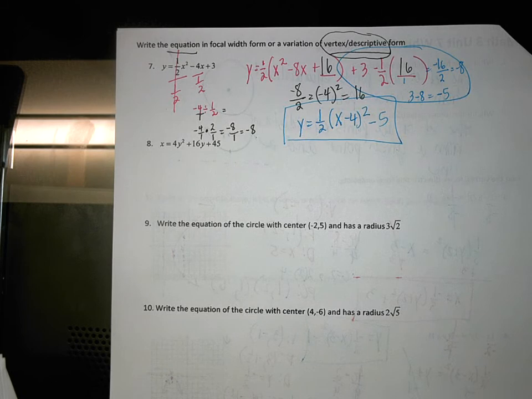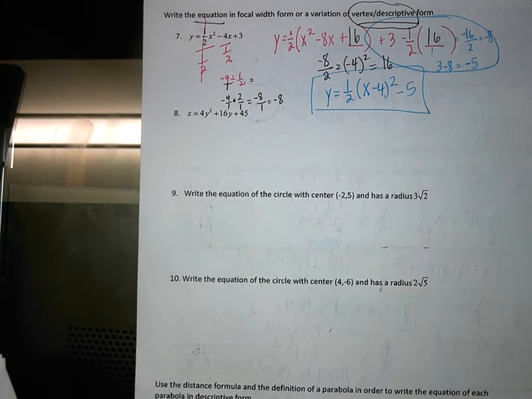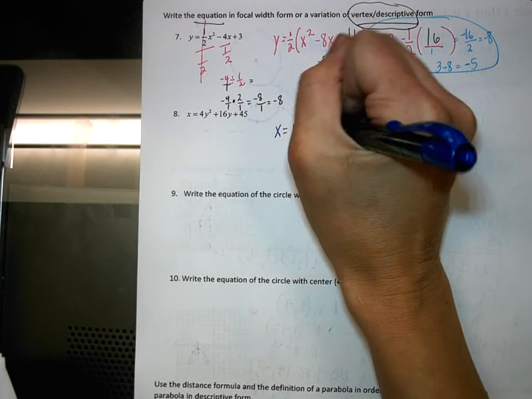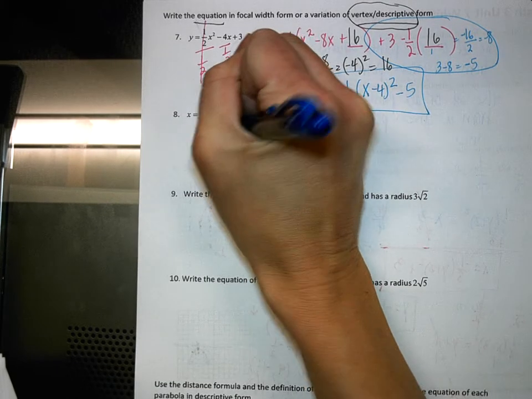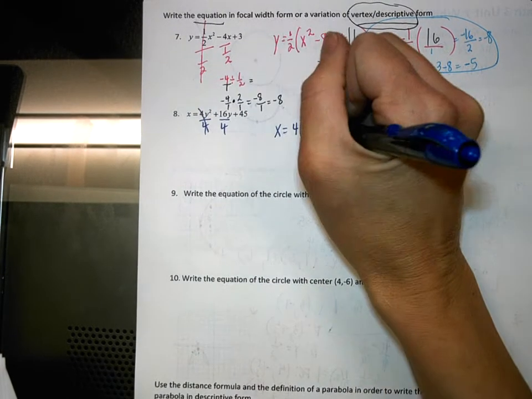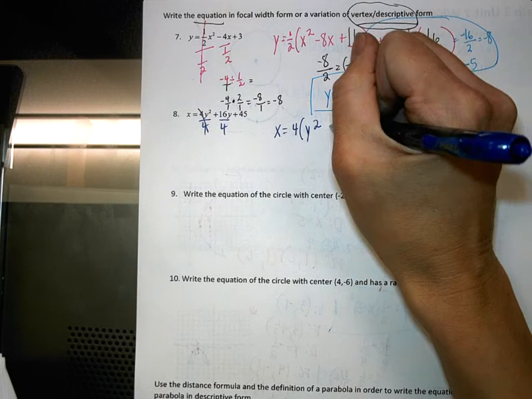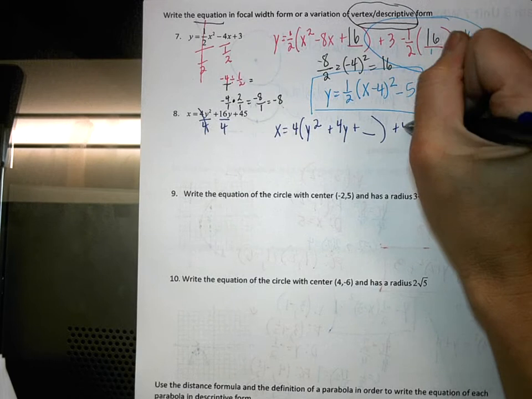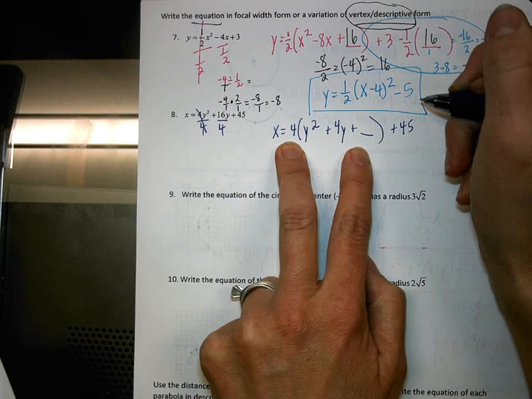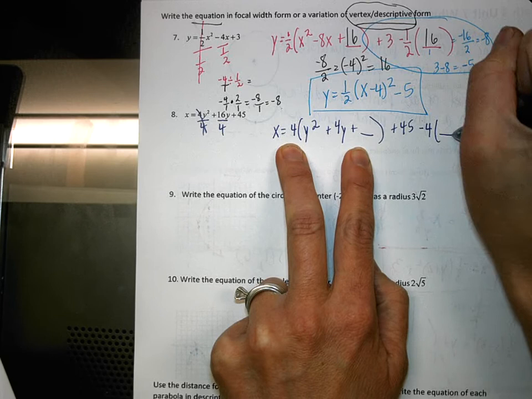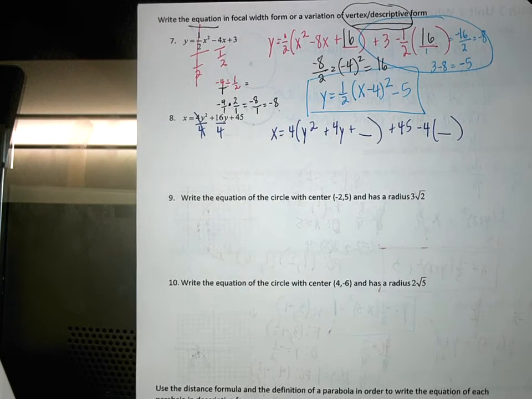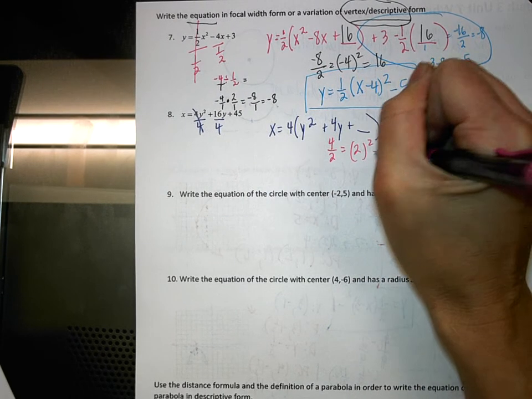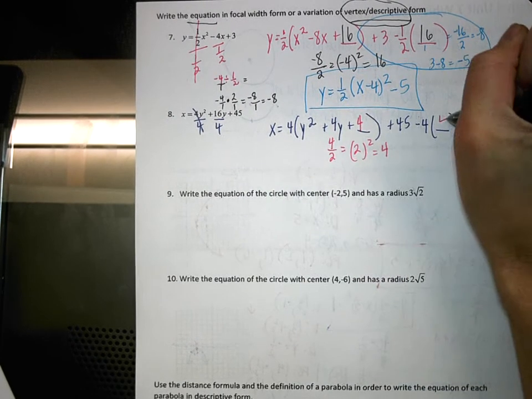Number 8, we're going to do the same thing. Again, we always want to factor out the coefficient that's in front of our squared term. So I have x equals, I'm going to factor out a 4, which means I'm dividing each of these terms here by 4. When I do that, the 4's cancel out, and I have y squared. 16 divided by 4 is 4y plus blank. The 45 goes on the outside. And again here, since I have 4 times the blank, I need -4 times the blank. To complete the square now, I take 4 divided by 2, which is 2, and 2 squared is 4. So 4 goes into each of these blanks.